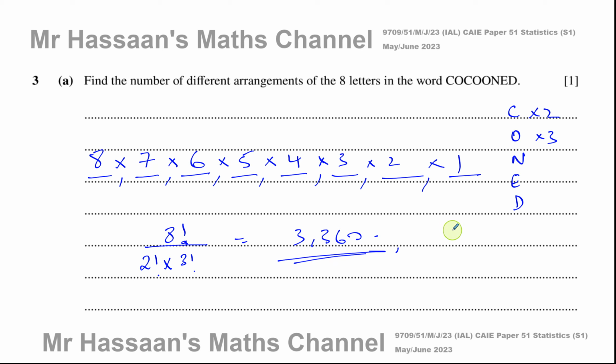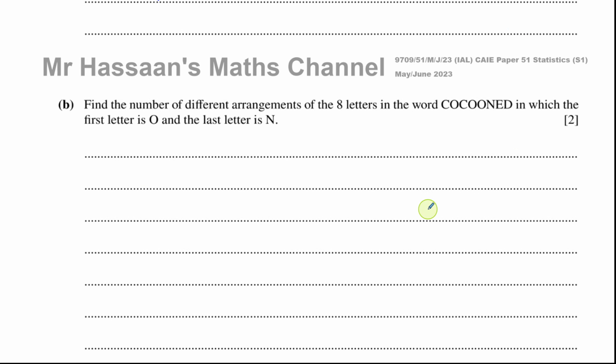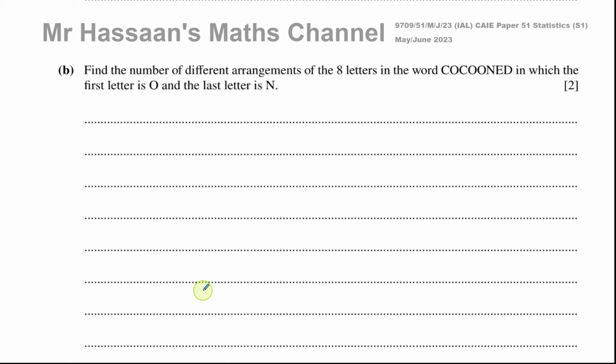Okay, no restrictions. Now part B is a similar question, except here we have some conditions. Now the first letter is an O and the last letter is an N. So we have no choice with the first letter. It has to be an O. So you have 1, 2, 3, 4, 5, 6, 7, and the last letter has to be an N. So we have now 1, 2, 3, 4, 5, 6, 7. In fact, we have 1 too many.